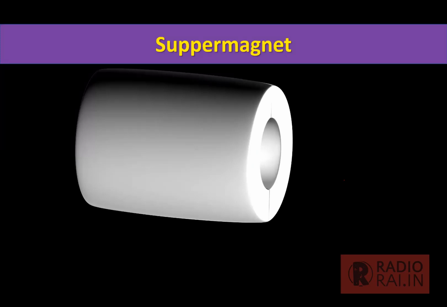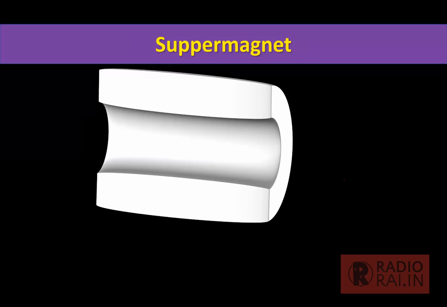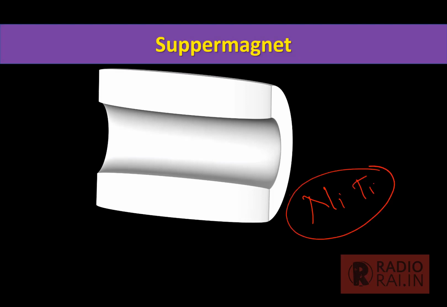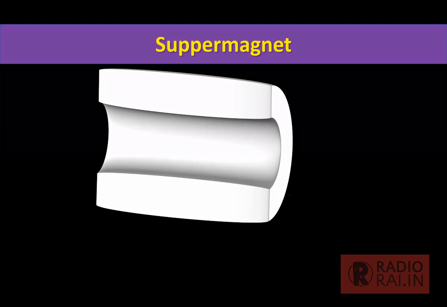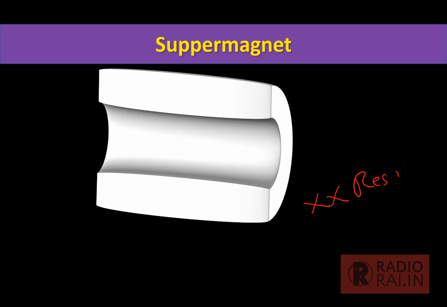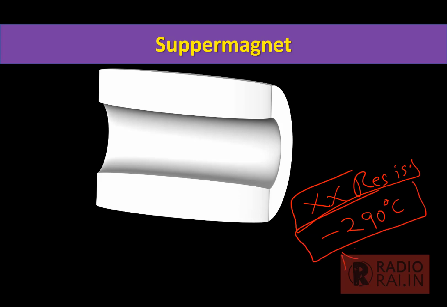Now, to remove this resistance, we need wires which don't produce any resistance. So they produced an alloy, a niobium titanium alloy. This niobium titanium alloy was used as a supermagnet. What is a supermagnet? It has no resistance. And when does it have no resistance? At minus 290 degrees Celsius, this niobium titanium coil has no resistance.